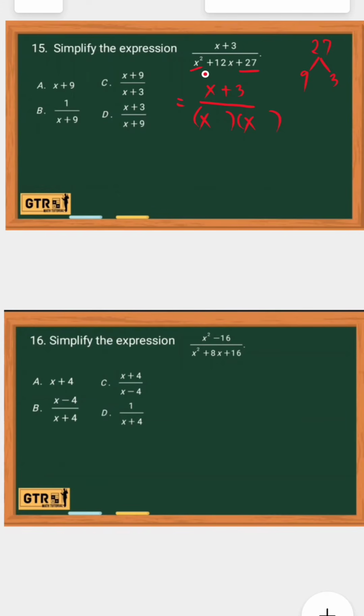So therefore the factors of x squared plus 12x plus 27 is x plus 9 times x plus 3. So we can use the cancellation law. Yan. So we have x plus 3 in the numerator and denominator. So therefore the final answer, the simplest form is 1 over x plus 9. Which is letter B.